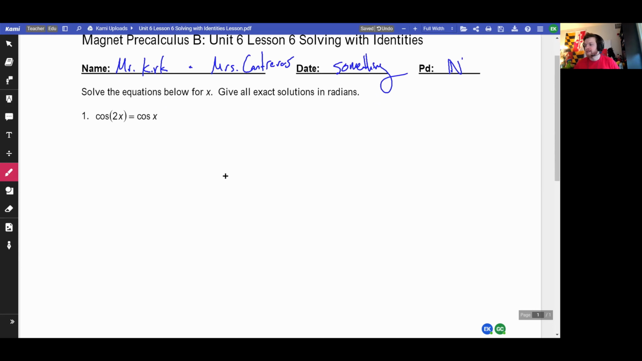All right. Cosine 2x is equal to cosine x. I feel like there's an obvious answer that we can just write down. Well, it's not 0. Is it? Oh, 0 would work, because cosine of 2 times 0 is cosine 0, and cosine of 0 is cosine 0. So 0 is an answer, but we want to be able to solve this analytically, not just look at it and know the answer.